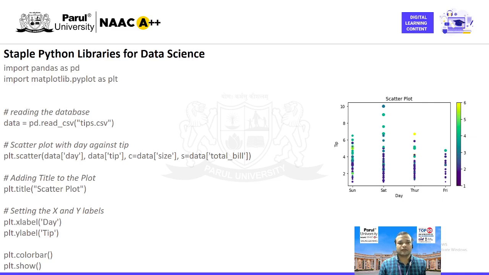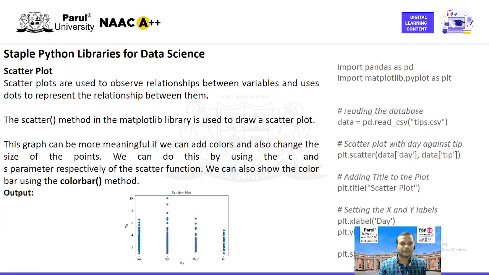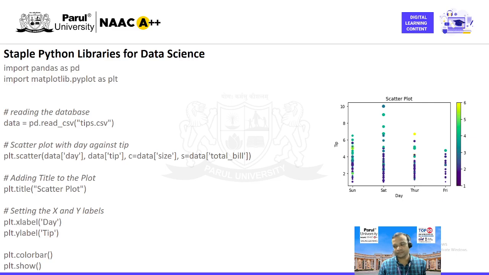Color represents the size of your data, that means tips data. S and C are two parameters: S represents the size of the dot point and C represents the color.